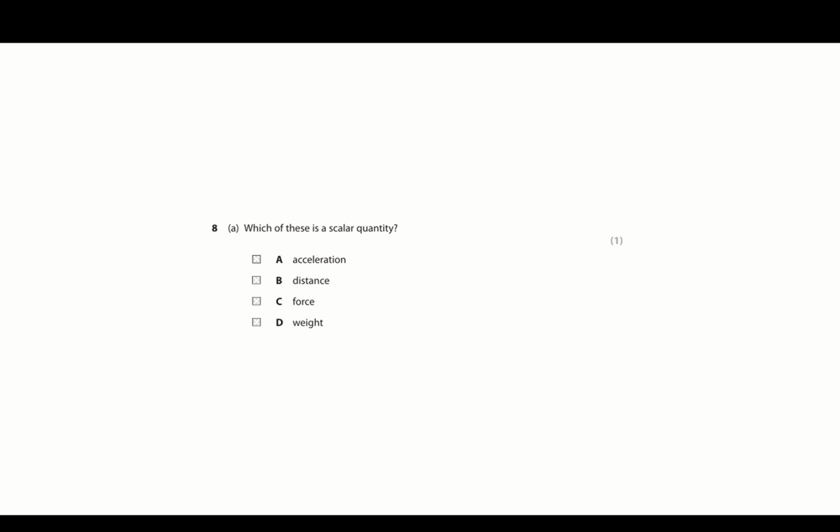Okay, question 8. Which of these is a scalar quantity? So it only has a size, it does not have a direction. Acceleration, that's a vector quantity. Distance is a scalar, but I'm just going to double check. Force, vector. Weight is a force. So same thing, they're both vector quantities. So the answer is B, distance.